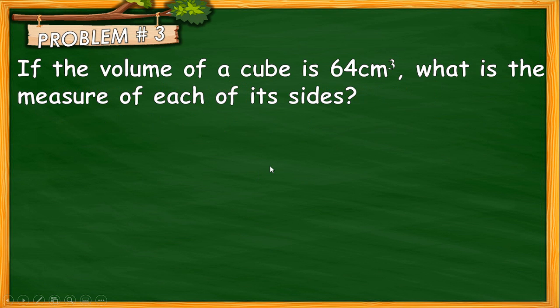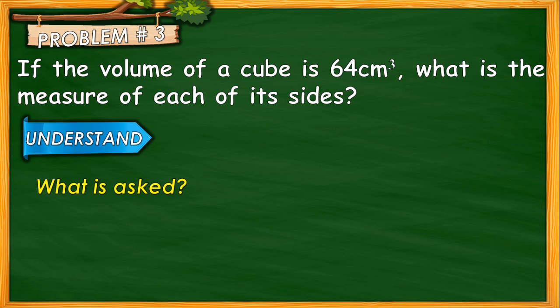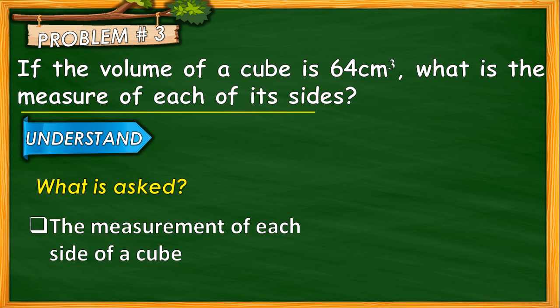So for problem number 3, this would be a volume. Let's read. If the volume of the cube is 64 cubic centimeters, so this is already in volume form. What is the measurement of each of its sides? So we're going to find the side of the cube. So let's understand: what is asked is the measurement of each side of the cube.